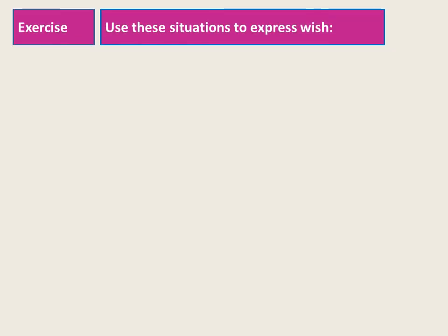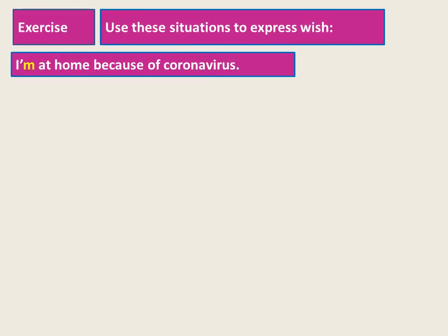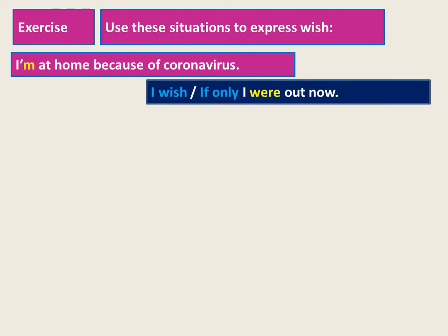Okay, let's try this exercise. The sentence says, I am at home because of coronavirus. So what do I want now? Normally I want to go out, but the government says that nobody goes out unless it's important and necessary. So I am at home because of coronavirus. So I can say, I wish, or if only, one of them. I wish I were out now, or if only I were out now.